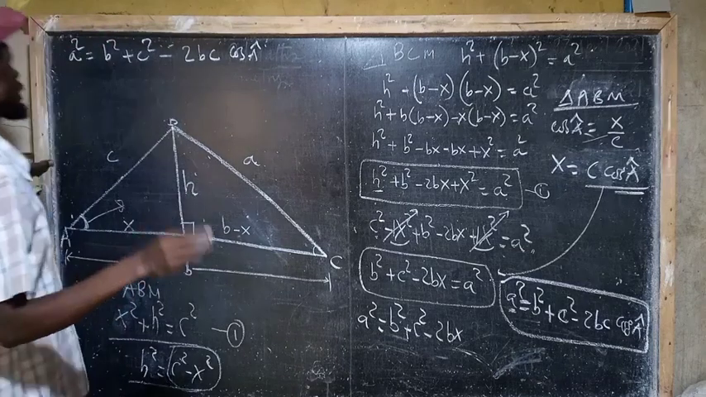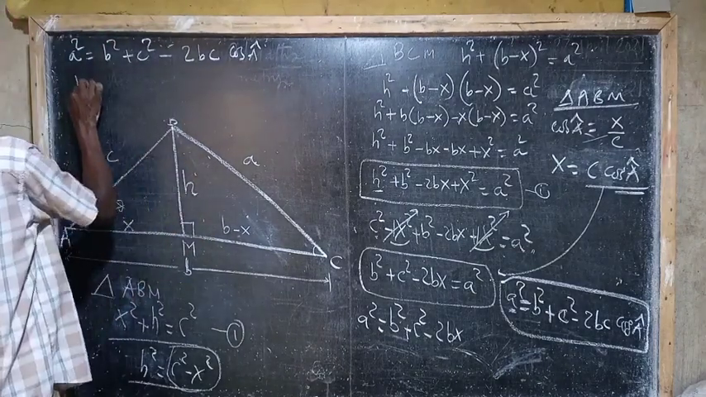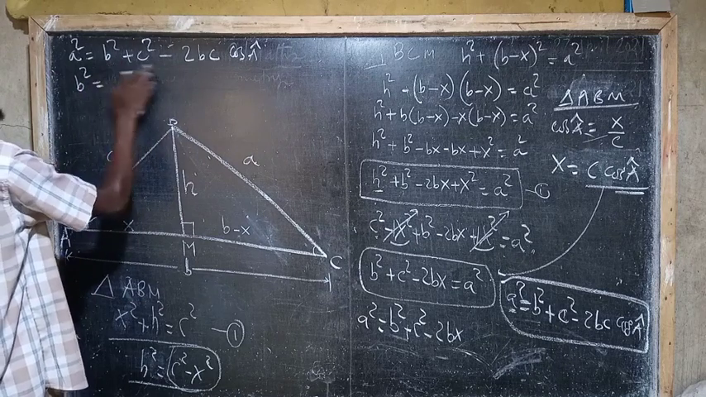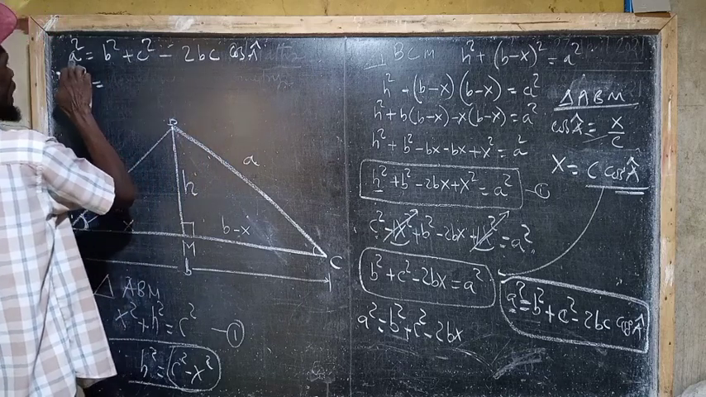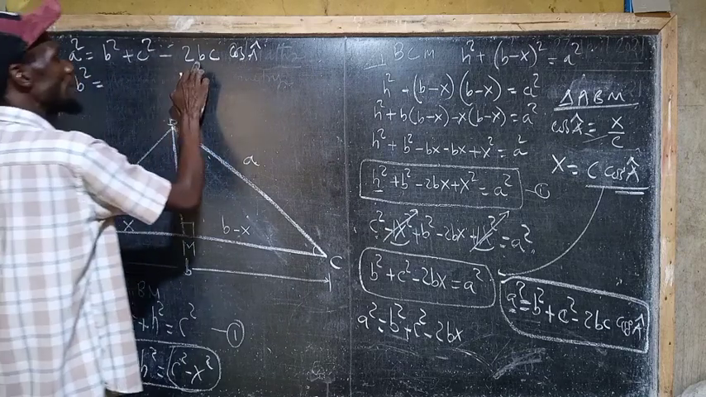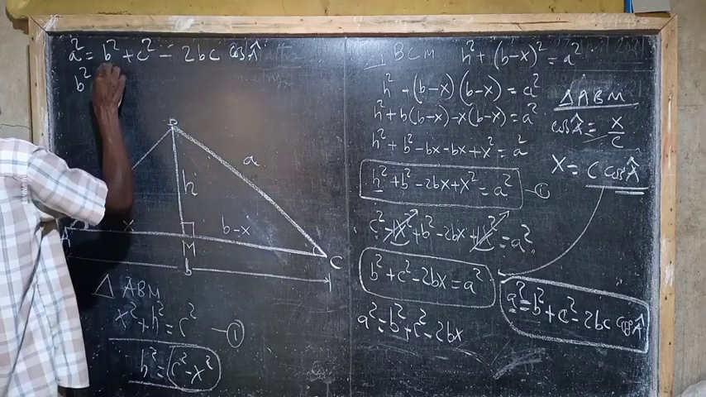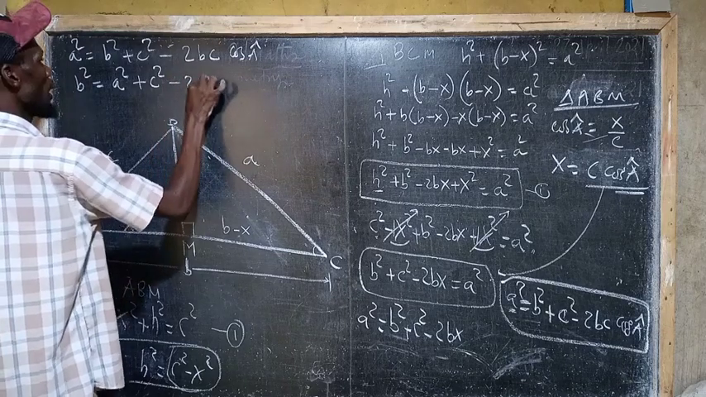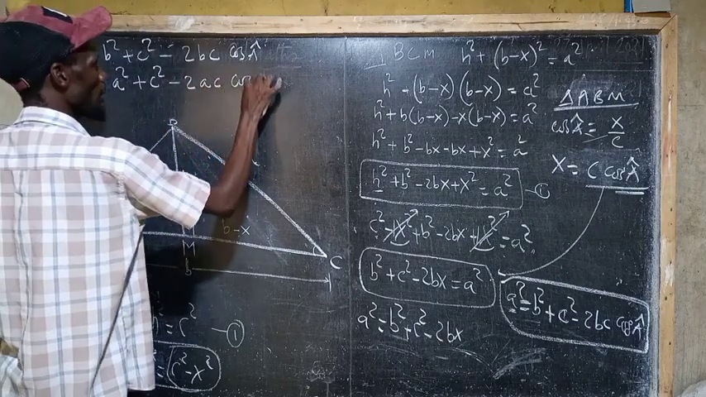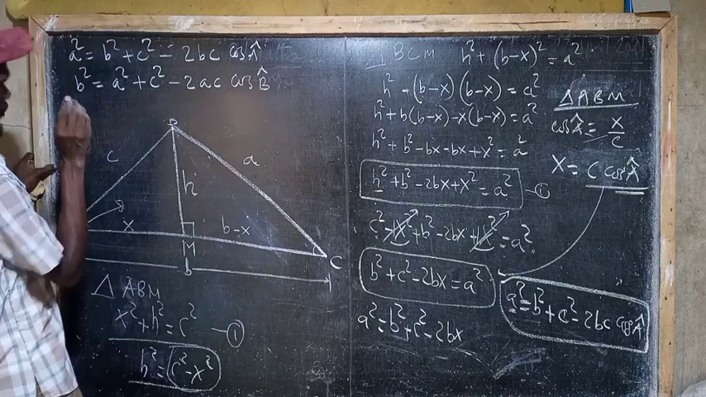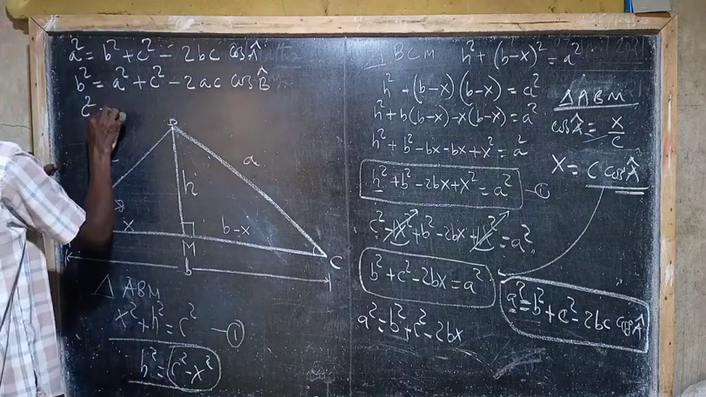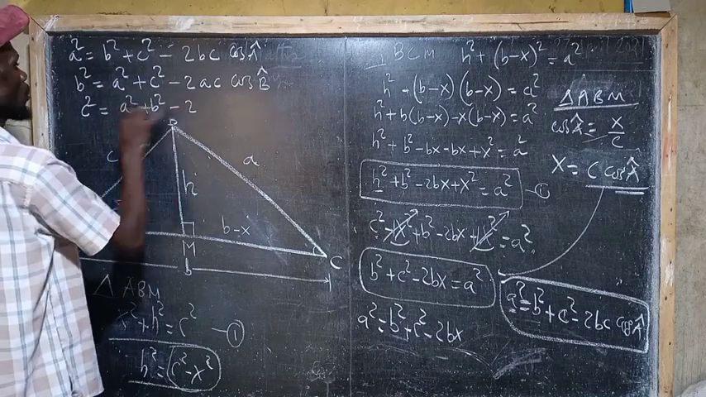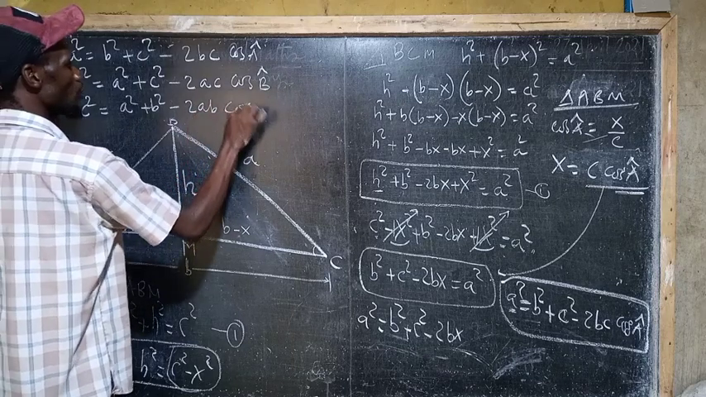If now you are looking for the value of b, then b squared is equal to, here there will be no b. Remember, when we looked for a, there was no a here. So here it will be a squared plus c squared minus 2ac cosine of angle B. If you are looking for c, it will be c squared equals a squared plus b squared minus 2ab cosine of C.